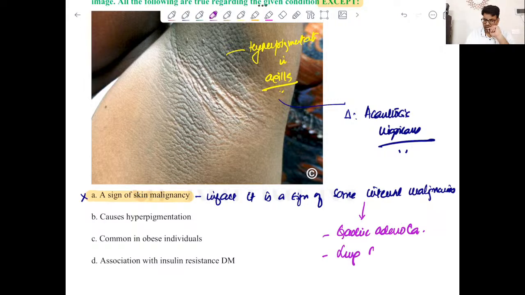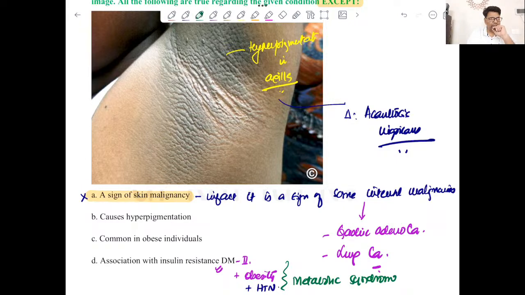There may be lung carcinoma, right? But it is not always like that. Sometimes it might be associated, but yes, in the majority of cases it is associated with diabetes mellitus type 2, right? And of course, plus obesity, there might be hypertension, and this all is known as metabolic syndrome. Clear? Yes, so Sangamitra, you are absolutely right.